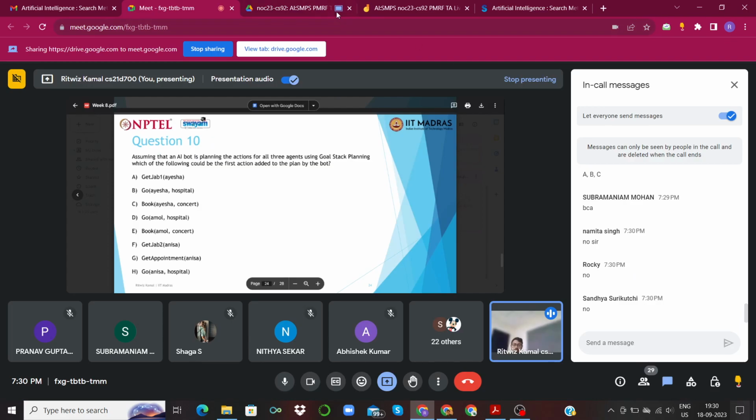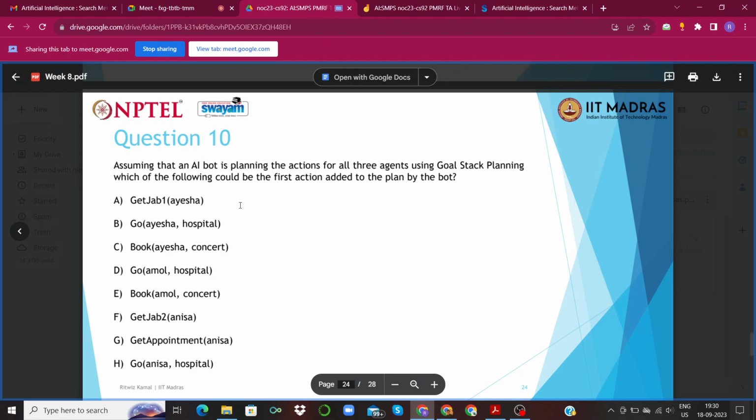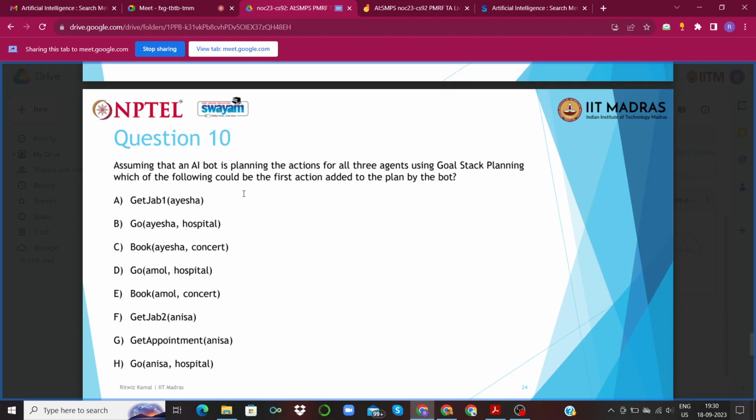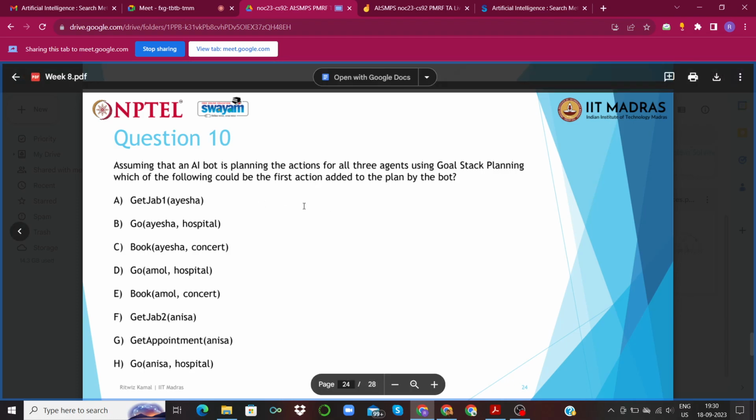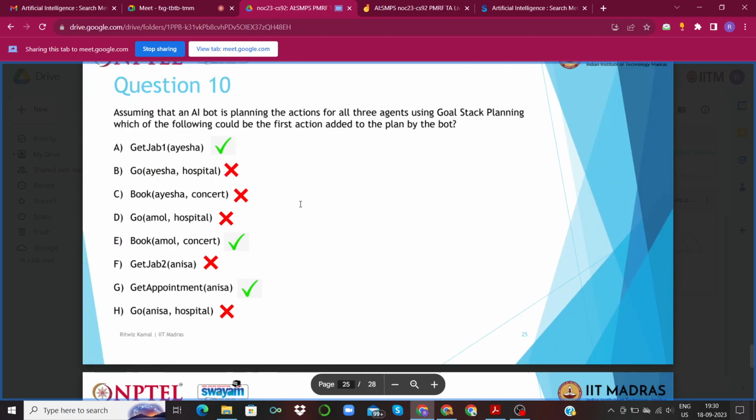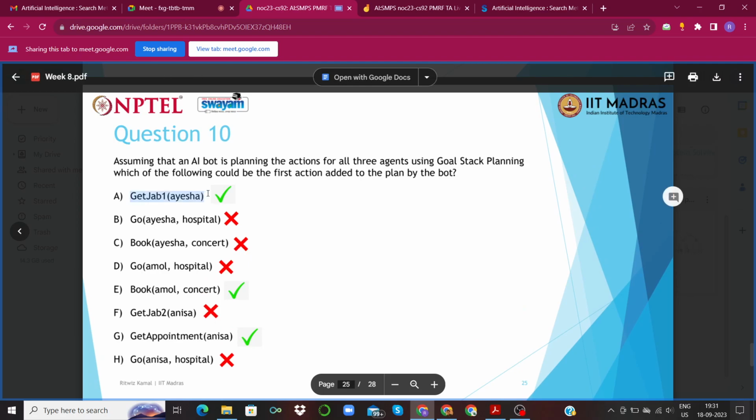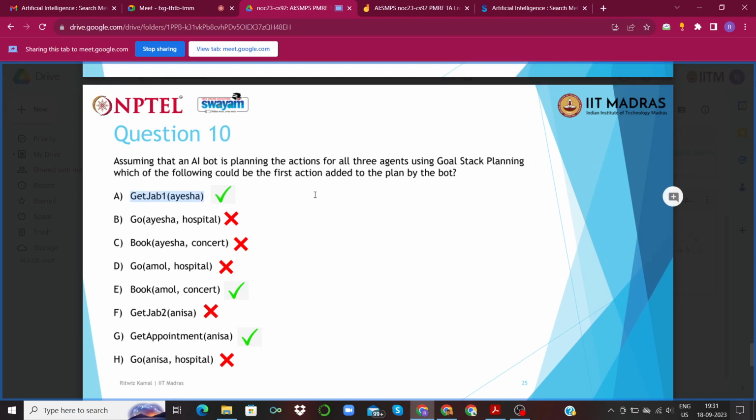Okay, so we won't give too much time to this one. Let's consider each of them one at a time. If Aisha's goal was the first one that we had to solve, then get jab one for Aisha would be the first action that would be applicable. Maybe I made a mistake where I mentioned that relevant actions will get added to the stack. It's probably the applicable action, so my bad.